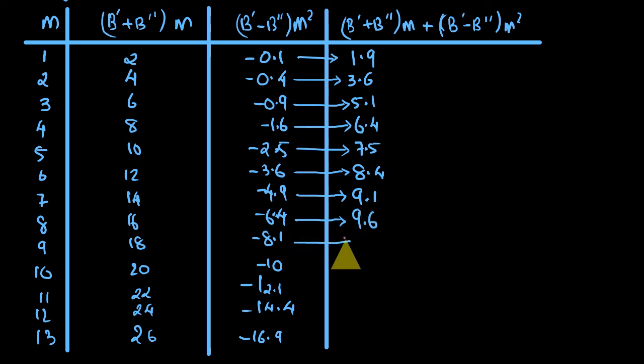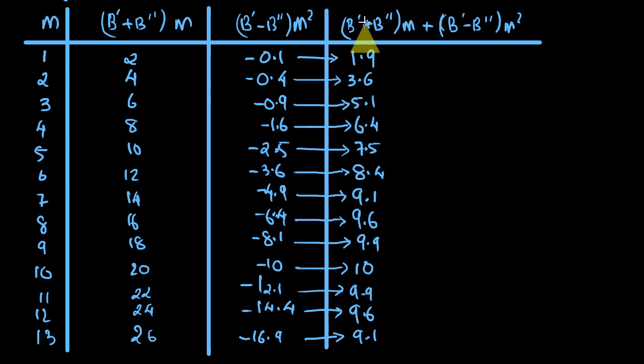And what about this one? That is 9.9. And what about this? That is equal to 10. Okay. What about this? That is 22 minus 12.1. That is equal to 9.9, right? Yeah, 9.9. And this one is 24 minus 14.4. That is equal to 9.6. And this one is 26 minus 16.9. That is equal to 9.1. See, you look at these values.